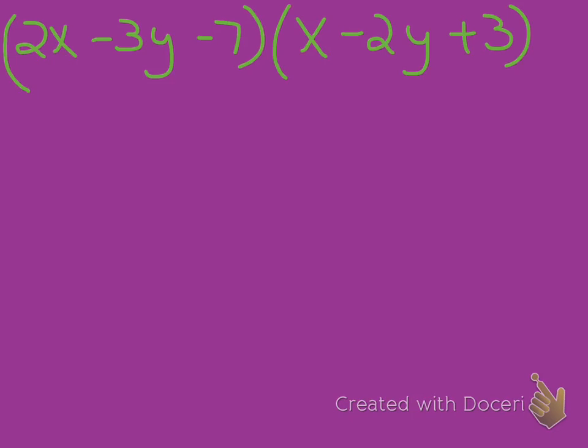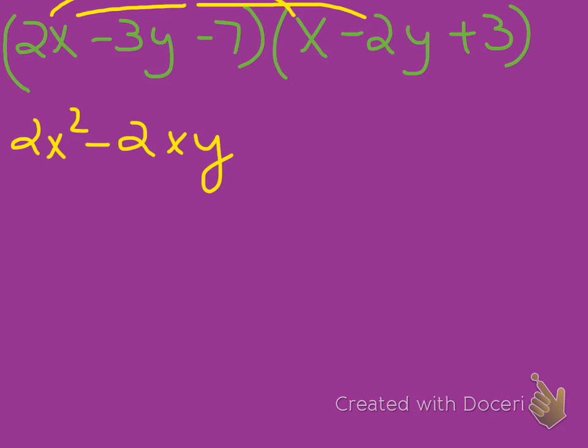All right, let's change my colors again. 2x times x is going to be... Oh, I'm sorry. 2x squared. Good job. And then 2x times negative 2y, that's going to be xy, and 2 times 2 is 4, and it's negative, so negative 2xy. And at this point, I'm going to stop.